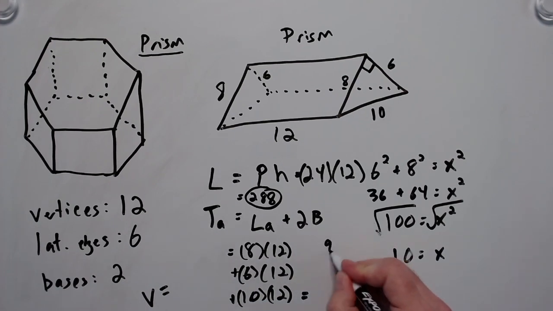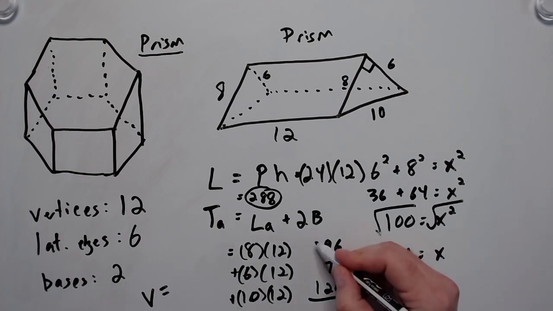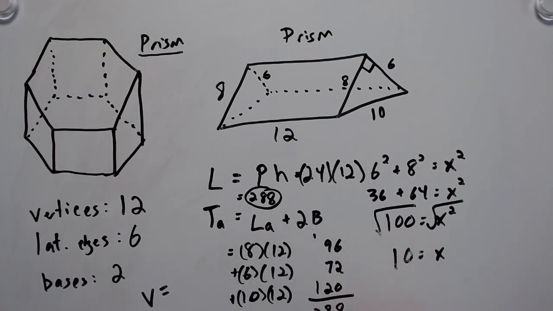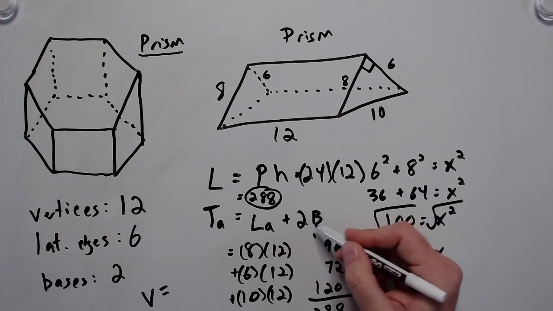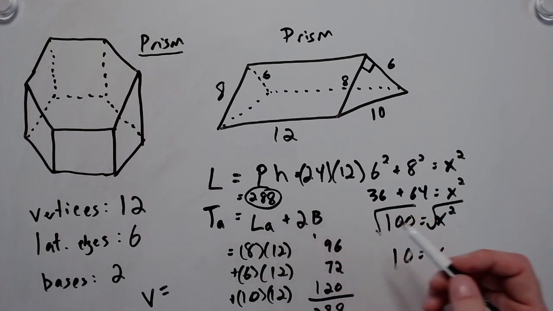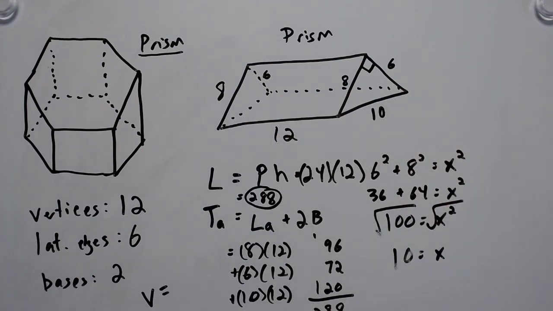So this is 96. This is 72. This is 120. So we can add all these up. It'll be 288. But that's just the lateral area. So this number here, we still need to add the area of the two bases. So what's the area of one base? Well, that's a triangle. Whoops, this is 288. Let's keep that on the screen, shall we?